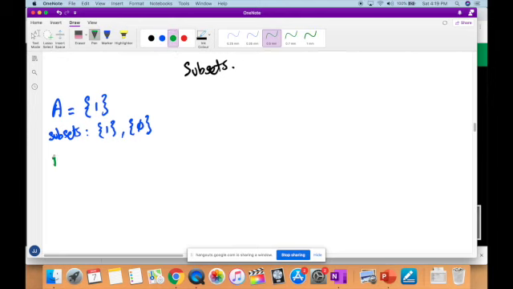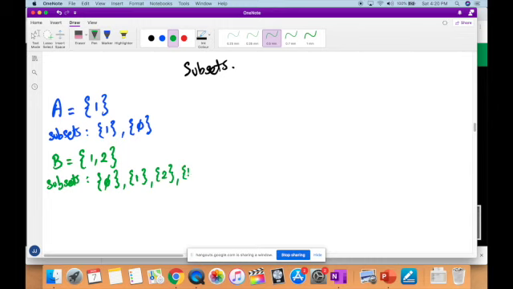So I have the set B now. And the set B, 1, 2. How many subsets are in the set B? Alright, so first of all, we have the empty set, and then what do we have? We have the set with 1 alone, and then we have the set with 2 alone. And then we have the improper subset that is the same as the set itself. So how many subsets do we have there? Alright, cool.